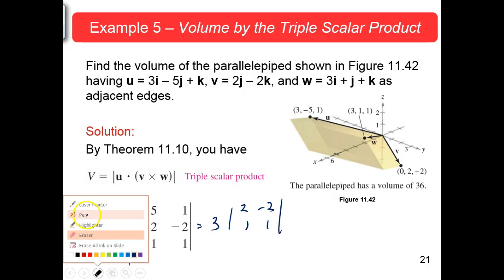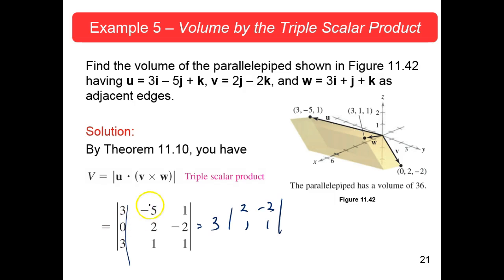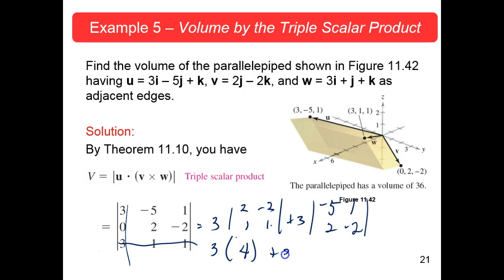And then I'm going to go through it in a little more detail. Then I do a minus 0 times this one, but 0 times anything is 0. And then it's plus 3 times what's left over there: minus 5, 1, 2, minus 2. Okay, now let's do the determinants. That's 3 times, this is 2, minus a minus 2 is 4, plus 3 times 10, minus 2 is 7, and that would be 12 plus, whoa, oh yeah, 21. No, it's not coming out right.